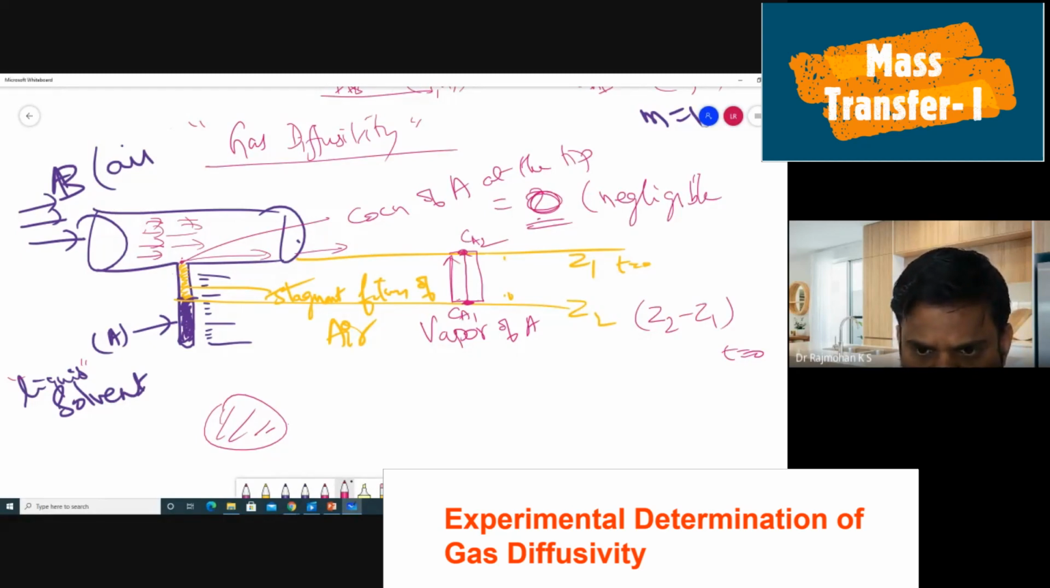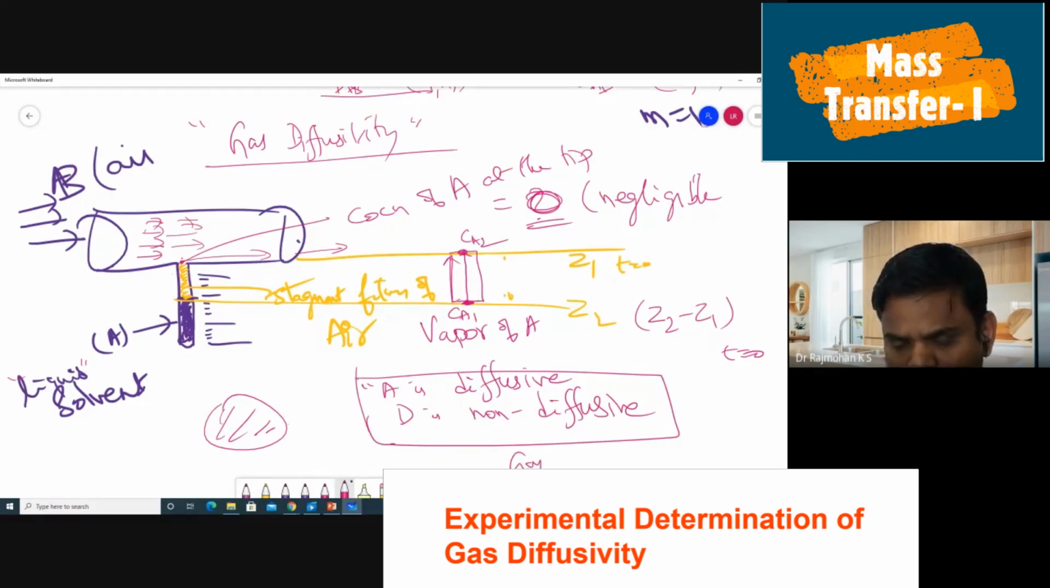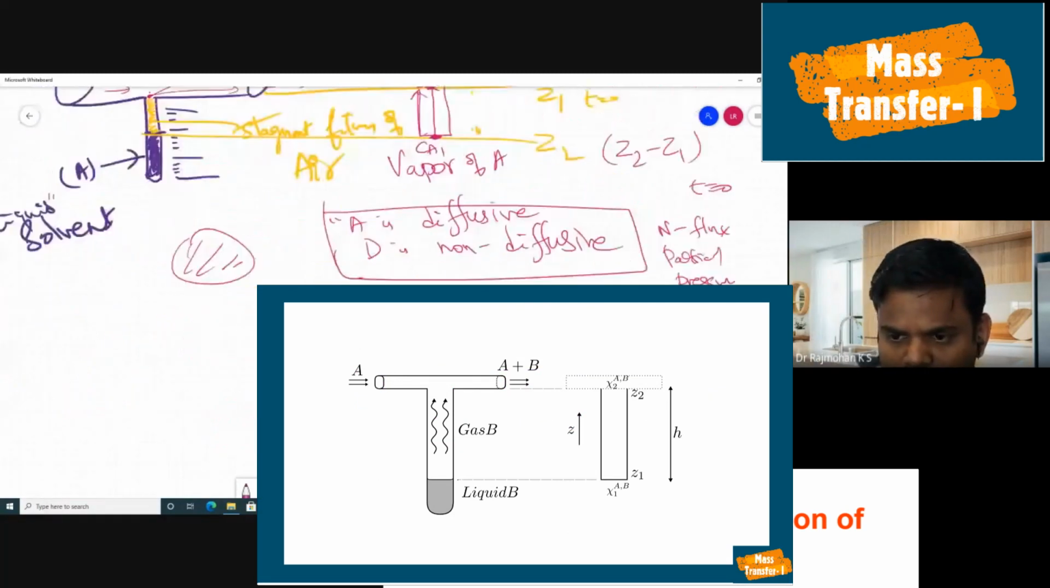Is the air diffusing across this film to get into the liquid? No, non-diffusing. So here we have the condition of A diffusing, B non-diffusive. So we know the condition for this, and this is a gas phase. We can write these things in terms of partial pressure also, right? Because it is gas, we can make use of the flux expression in terms of partial pressure. So we have to refer to the table. Okay, so we have an expression for that flux.